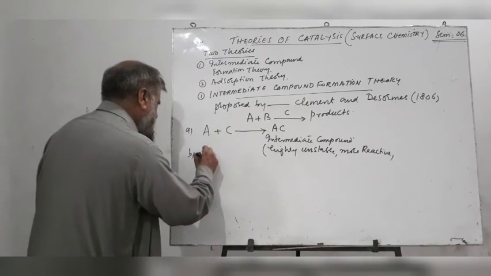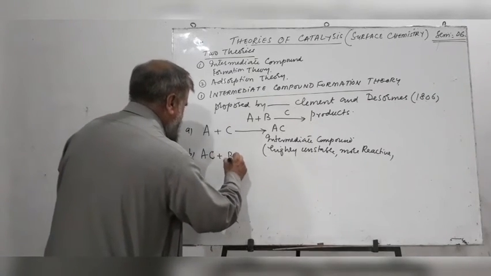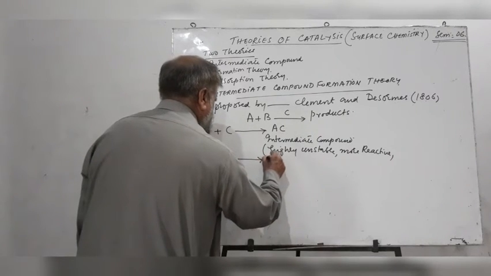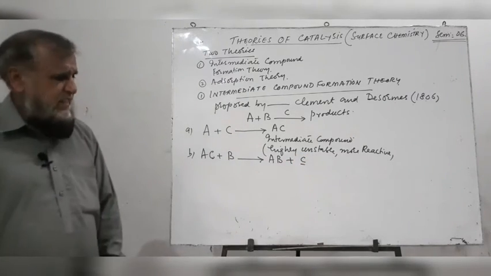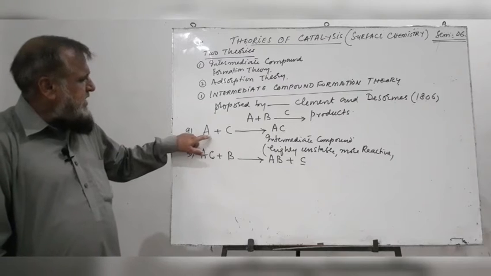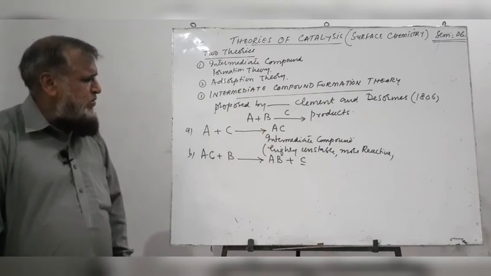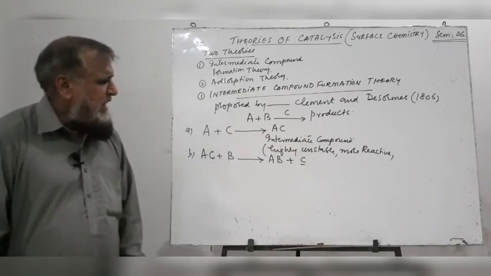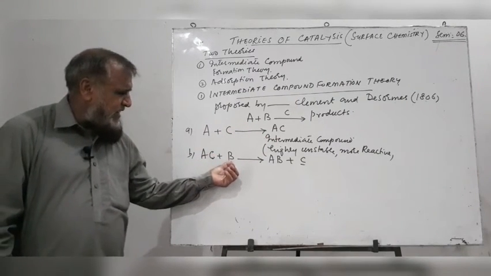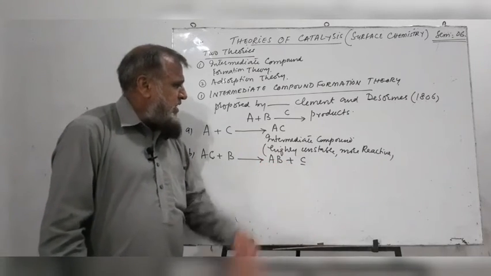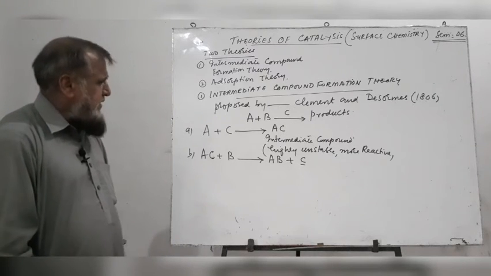In the second step, the intermediate compound AC, which is unstable and highly reactive, reacts with the second reactant B and gives the product AB, and the catalyst is set free. To repeat the cycle, in the first step, reactant A reacts with the catalyst and produces AC, an intermediate compound. This compound is highly unstable and more reactive. That is why as soon as it is formed, it reacts with the second reactant B and gives us the product AB, and the catalyst is set free to repeat the cycle again and again.